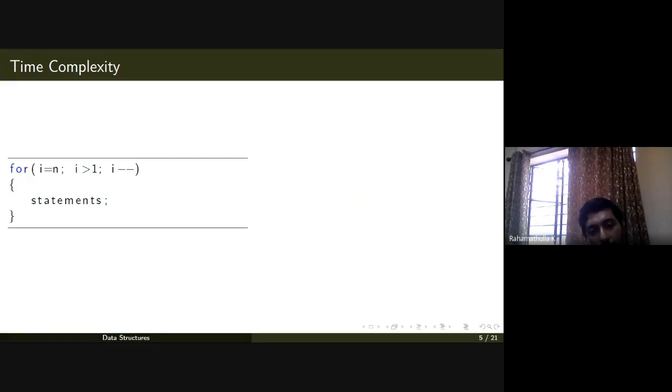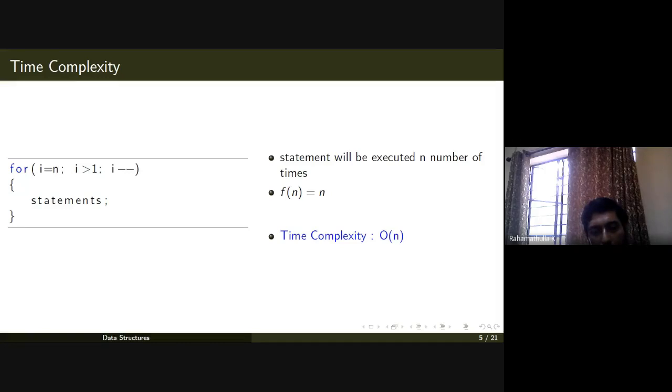Now let's see another for statement. For i equal to n, i greater than 1, i minus minus, then a set of statements inside the for loop. Here i is starting from a value n and is decrementing. In this case also the statements will be executed n number of times. When i equal to n, this statement will be executed. When i equal to n minus 1, this statement will be executed. When i equal to 1, the statement will not be executed. So the value n will be decrementing till 1.